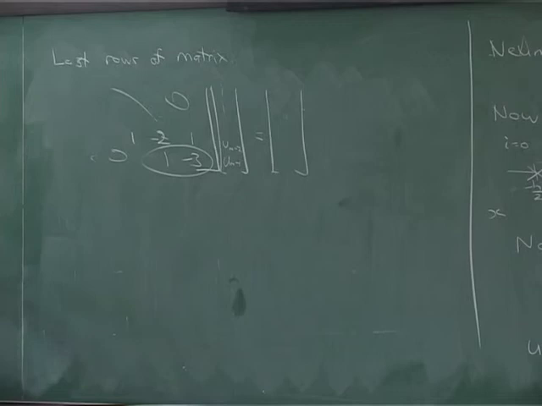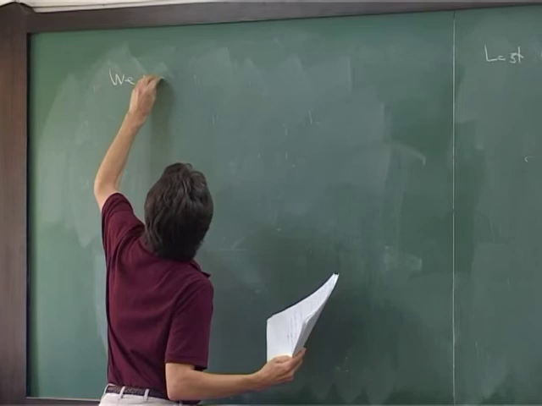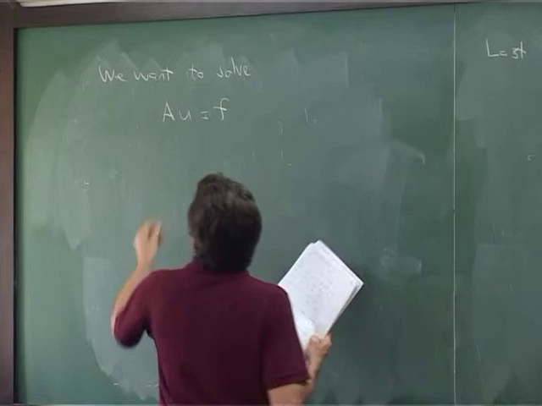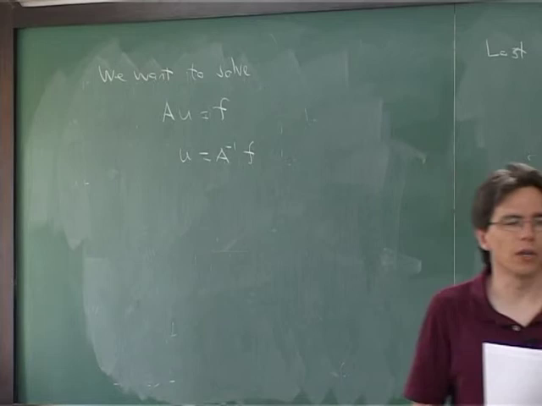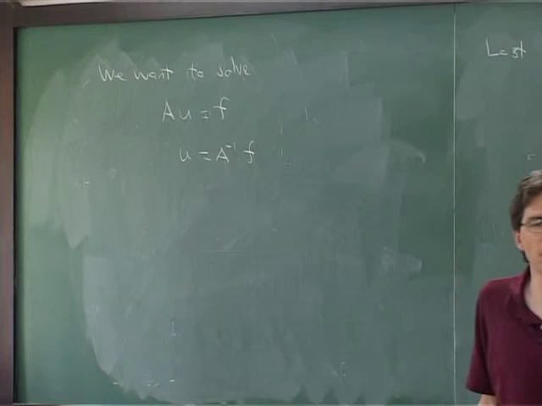Okay, so now we've set up these problems as matrix problems. And so our problem now looks, we want to solve something like this, right? Some matrix problem like this, where clearly the solution is this thing, right? So if we knew the inverse of this matrix, then we would be done. And if someone gave us the inverse of the matrix, we just apply it to our right-hand side, and we have the solution. Okay.